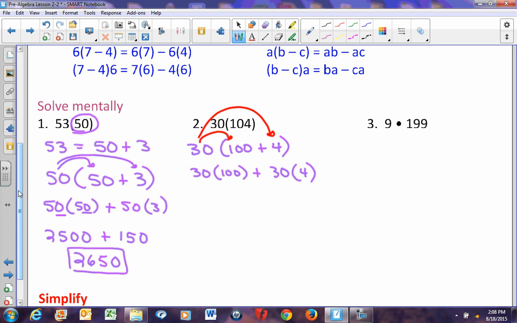30 times 100 is 3 times 1, which is 3, add 3 zeros, 3,000. 30 times 4, 3 times 4 is 12, add 1 zero. So you get 3,120. Again, didn't have to do it longhand, didn't have to use a calculator.